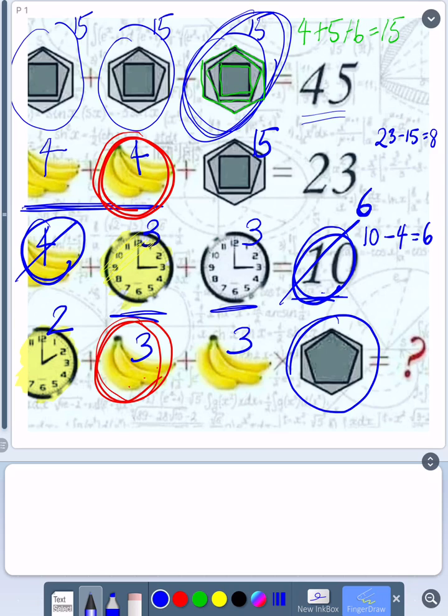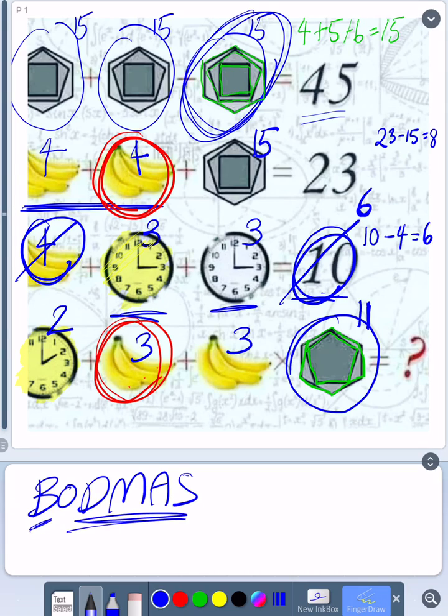Therefore this last shape here, in the last line, you have 5 pentagon plus a 6, that makes 11. Okay. Therefore, we have all the values of the shapes in the last line. We just have to make sure that we follow this concept of BODMAS rule. BODMAS stands for, you have to do the brackets. I believe you have seen this before. In BODMAS rule, we need to do the multiplication before the addition and subtraction.